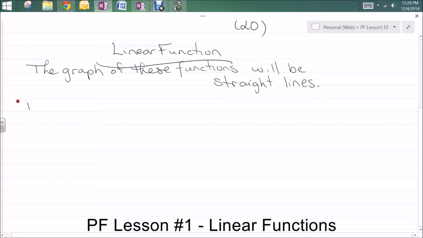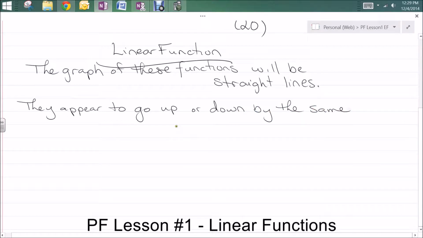Now, the other thing I want to say is they appear to go up or down by the same amount forever. They exist forever to the left, forever to the right of whatever part of the graph you see. And they just go up or down, depending on what it's doing, by the same amount. So over and up, over and up, over and up, over and up. And you can look at a variety of situations.